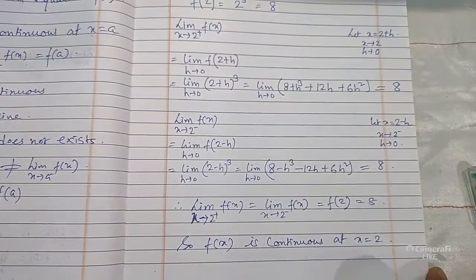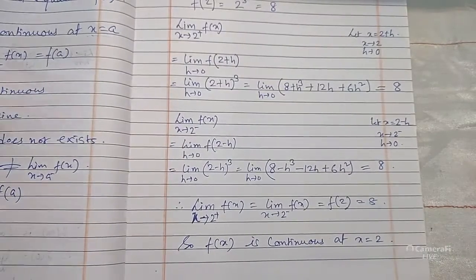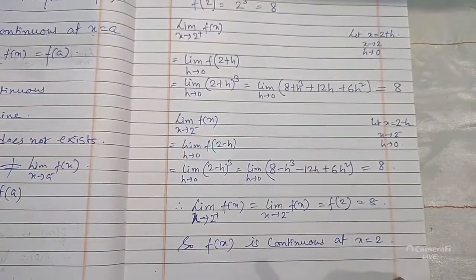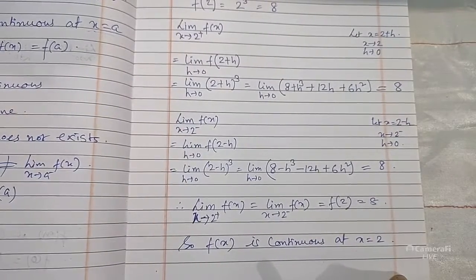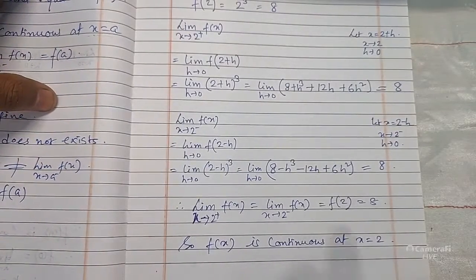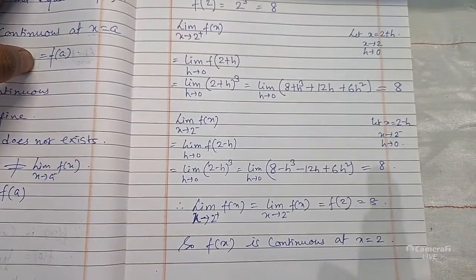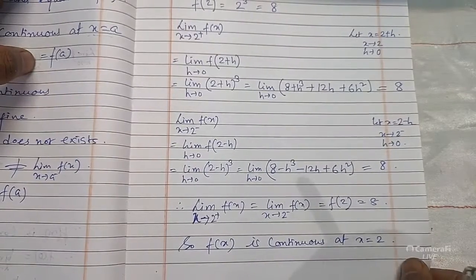Understood, students? If not, then by the next problem it will be clear. Similar type of one more problem I am solving, so it will be clear. Whenever we have to check whether the function is continuous or not, always we have to check whether the left hand limit equals the right hand limit equals the functional value. If all the three values are equal, then it will be continuous, otherwise it will be discontinuous.